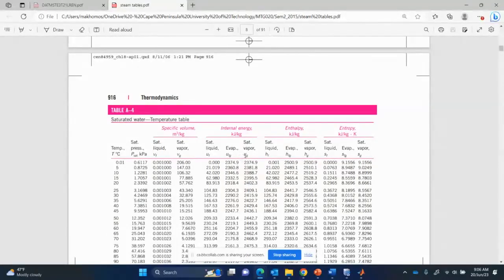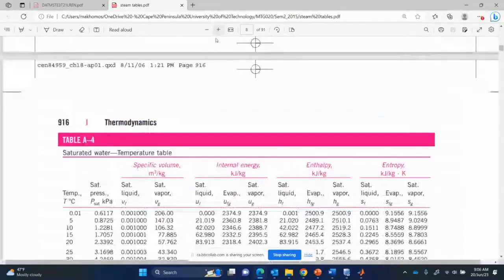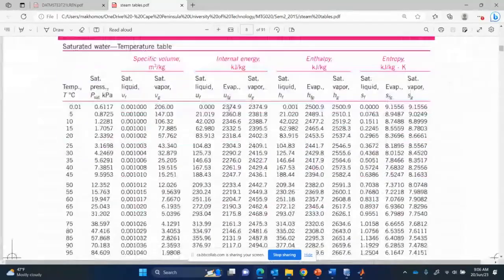Ug, specific internal energy of dry steam. Let me increase the font here. Yes, I think the font is good now. So now the most important ones are the specific volumes, or I can say from temperature up to the specific volumes, enthalpy and entropy. These are the most important ones for now, or for this term. Next year you are going to use the entire table.